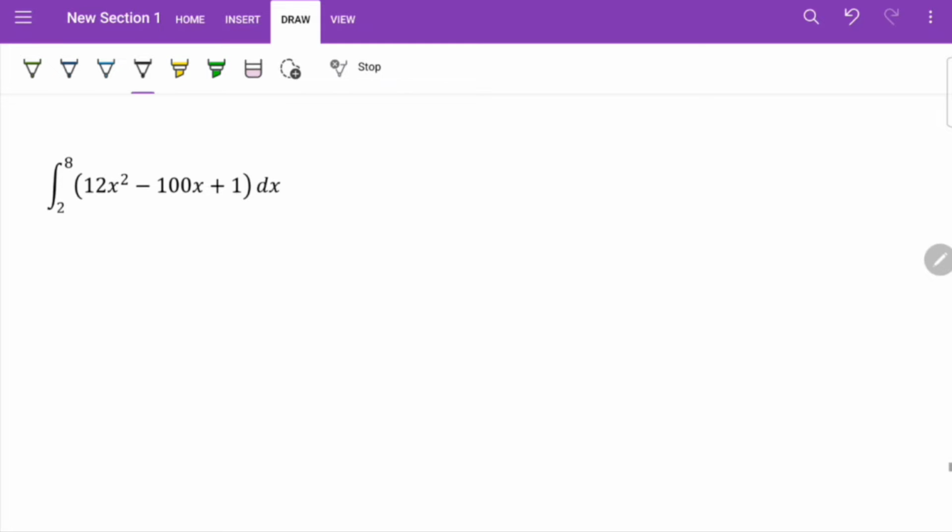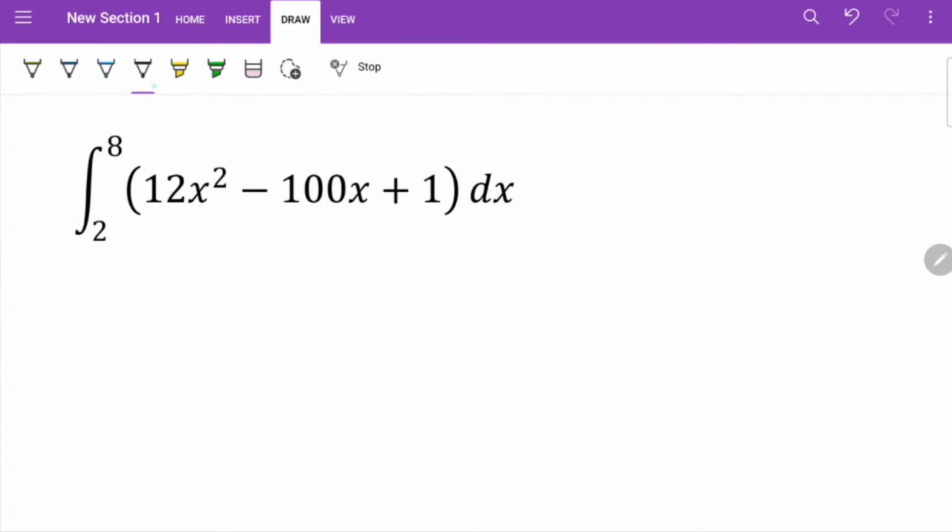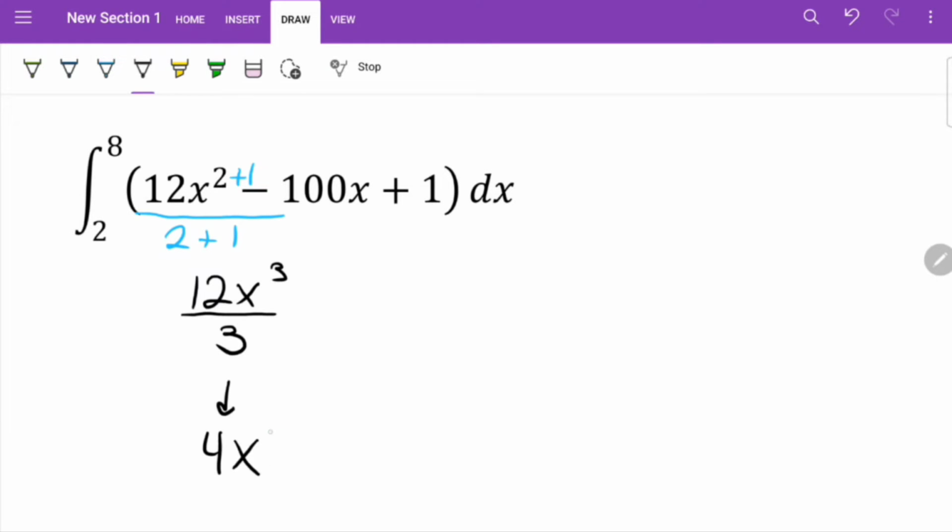If we go to the next one, we're taking the integral from 2 to 8 of 12x squared minus 100x plus 1. So we're going to take the antiderivative of that. To take the antiderivative of 12x squared, we're going to add 1 to the exponent and divide by 2 plus 1. That's going to be 12x cubed over 3, and that's going to reduce to 4x cubed.